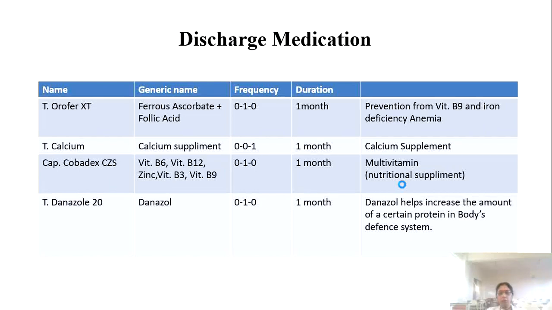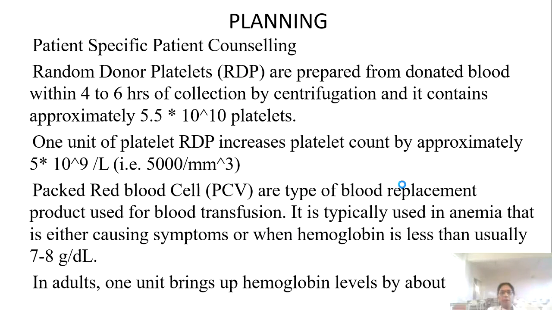Then the discharge medications given were mainly ferrous ascorbate plus folic acid for the prevention of vitamin B9 and iron deficiency anemia, and to treat the iron deficiency anemia. Calcium supplement to compensate the deficiency of calcium. Then multivitamin, the nutritional supplement. Then danazol, which helps increase the amount of certain proteins in the body's defense system. So for patient planning, patient-specific counseling was given.